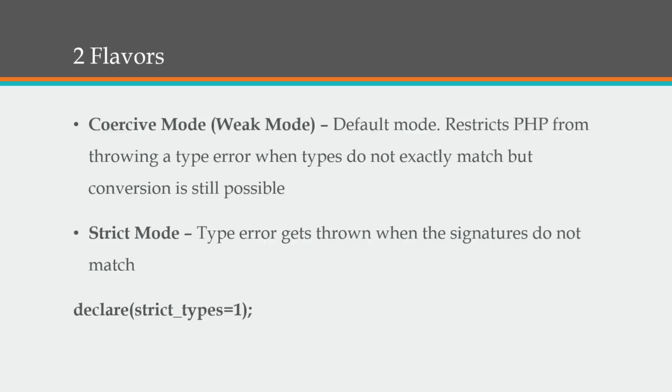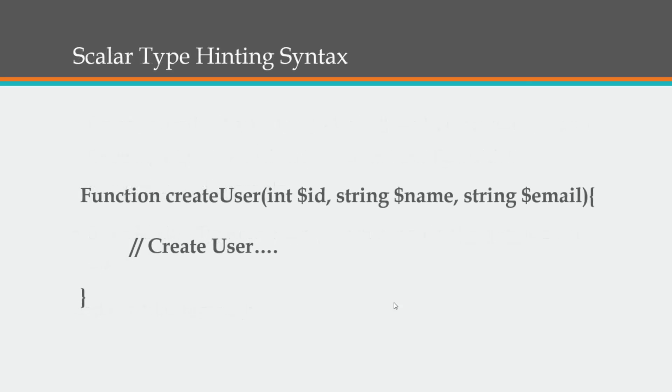In strict mode, however, we would have gotten an error. A type error gets thrown when the signatures do not match. Now, to get it to run in strict mode, you just use the declare function and pass in strict types equals 1. We'll take a look at that in the code editor in a second. So here's the syntax for type hinting. We have a function called create user, and with our parameters we're type hinting each one: the ID, which is an integer, the name, which is a string, and email, which is also a string.